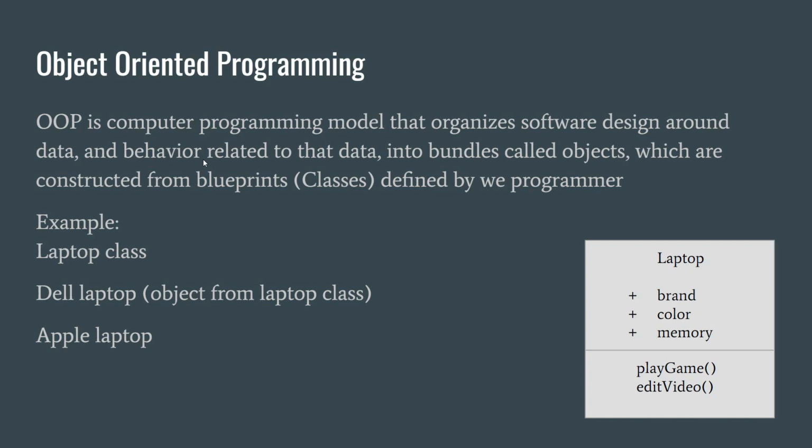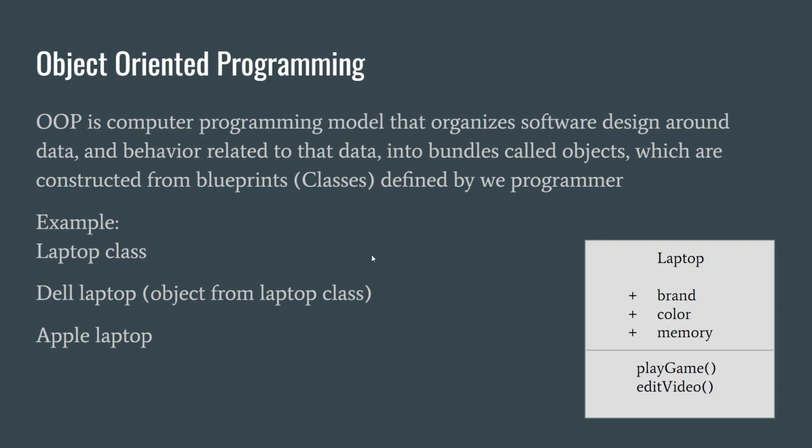Object-oriented programming is a computer programming model that organizes software design around data and behavior related to that data into bundles called objects, which are constructed from blueprints, which we also call classes, which we define. Generally we define a class and then we construct an object out of it. If you are hearing this concept for the first time, it is kind of all jargon and advanced terms. It simply says that you construct any object from the classes.